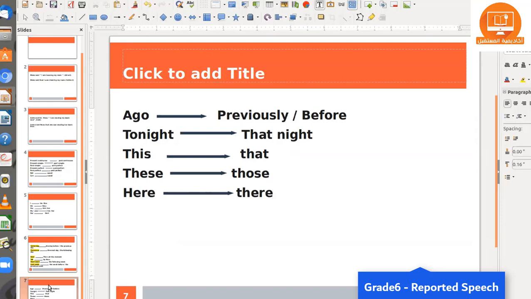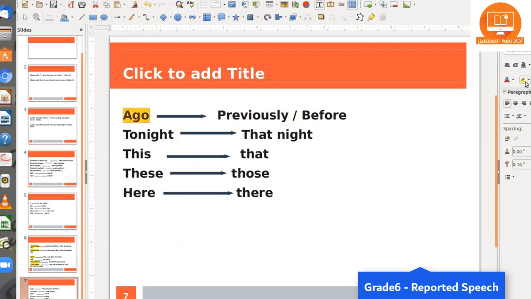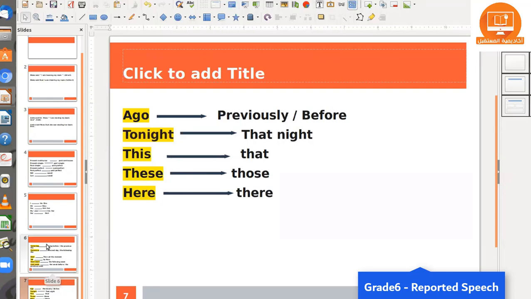Okay, Salma, open your mic. Look, Salma, if you want to master this, do you know what is the meaning of master? No. Master means to be very good at something, to be very professional, very excellent at something. If you want to master this, you must study them by heart. You must study these things if you want to master this lesson.